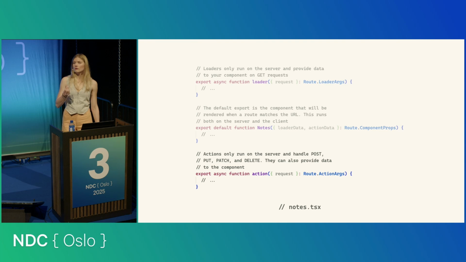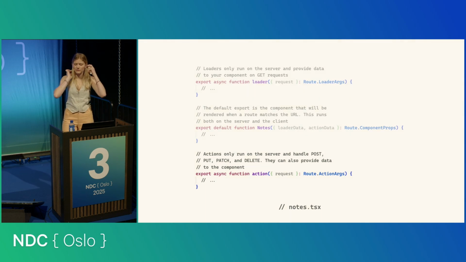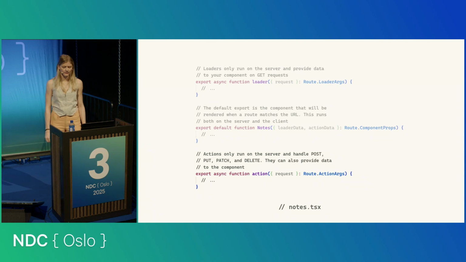And the actions only run on the server as well. And you can handle post, put, patch, and delete through the action. And even return data, as we saw in the example. So when the form is submitted for a route module, the action that is matching the form's action attribute, default HTML form standard there, is being called.